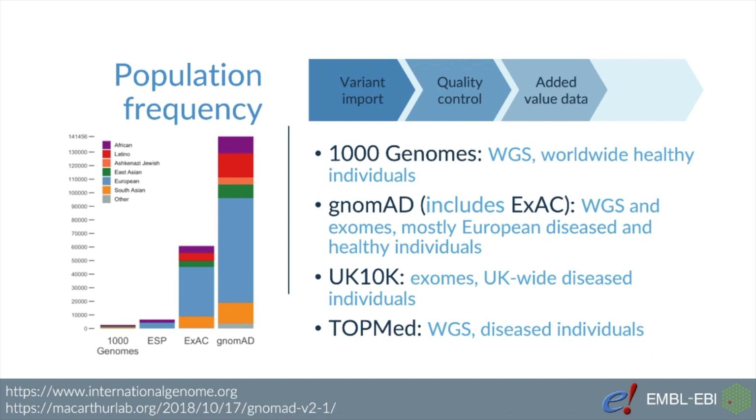Here we have some of the population genetic studies that we calculate allele frequency from. One of the biggest ones is 1000 Genomes, which is low coverage whole genome sequencing data for around 2,500 individuals from 5 major continental populations, and these are all healthy individuals. We also have gnomAD, which is a mixture of whole genome sequencing and exome sequencing.